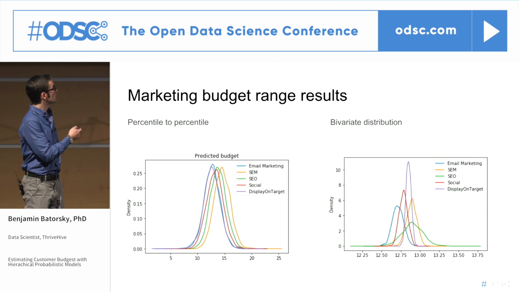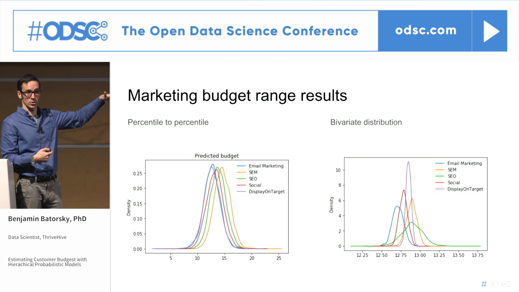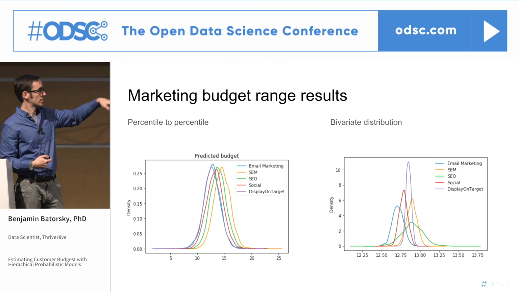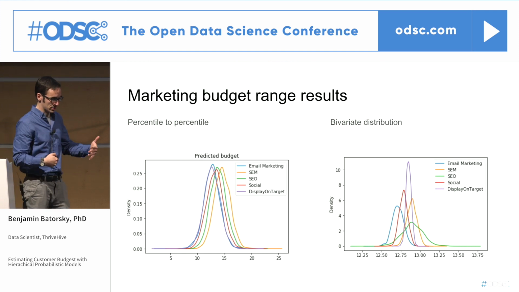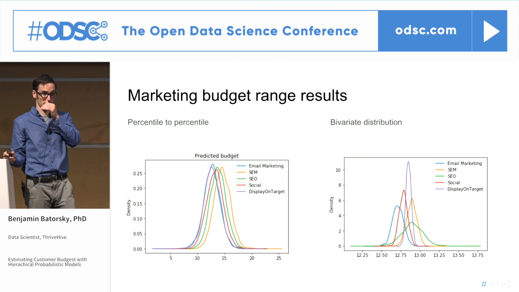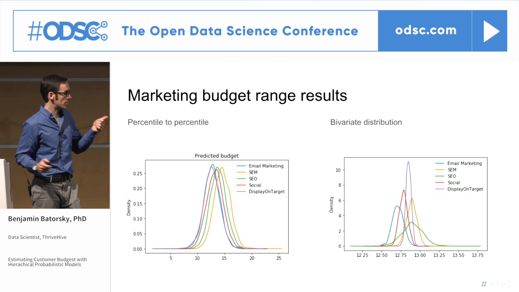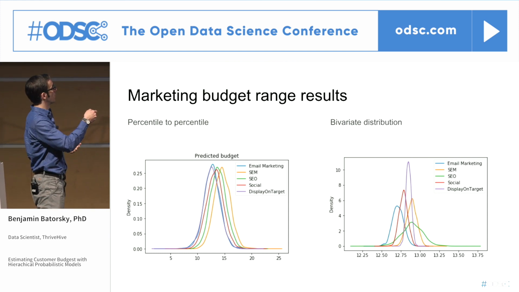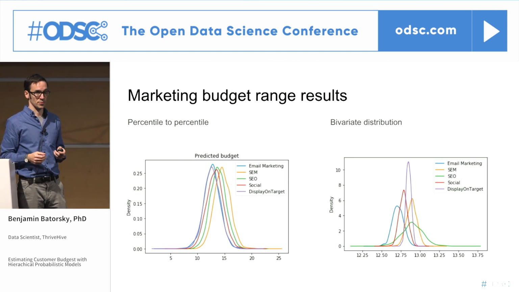What comes out of the bivariate distribution is a little more of an interesting picture. SEO, like I said, has a wider distribution, and that was the result of the bivariate estimation. But what is probably not right is display and on target. We know that display advertising, as I said, tends to come from smaller businesses and businesses with smaller budgets. So it is probably not right that it would be in the middle of the realistic budget ranges.